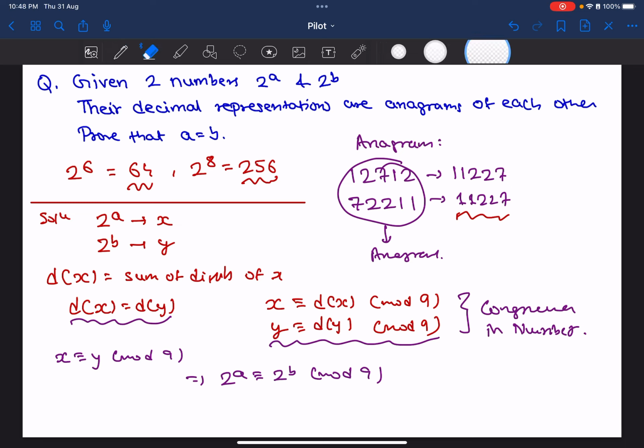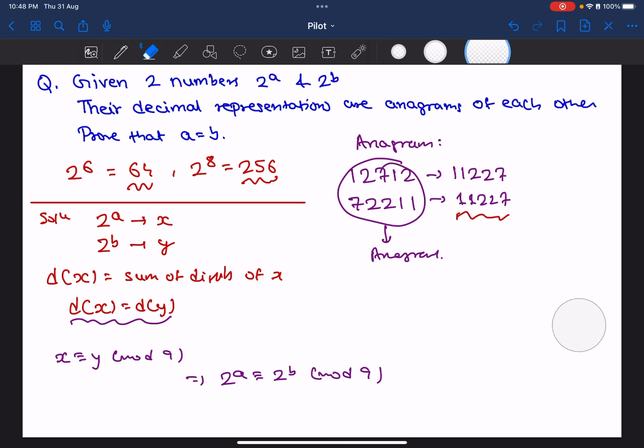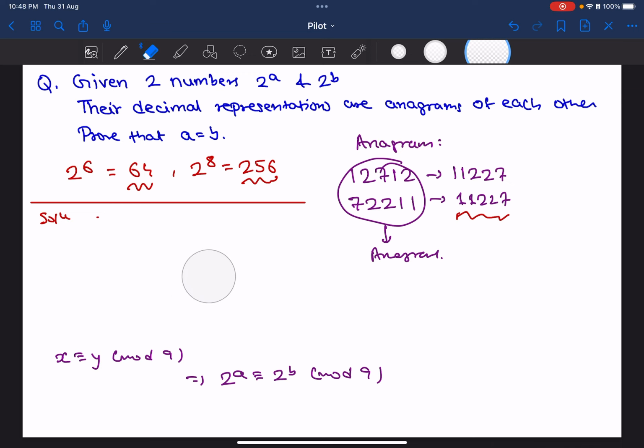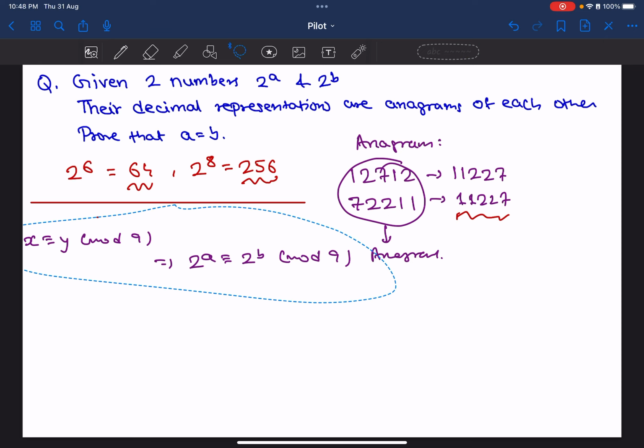So I'll just erase some of these things now. Okay, so I just need some more space here. Okay, and yeah, I can just put it here maybe. Yeah, and yeah, so yeah. Yeah, so we have 2 to the power a is congruent to 2 to the power b mod 9.